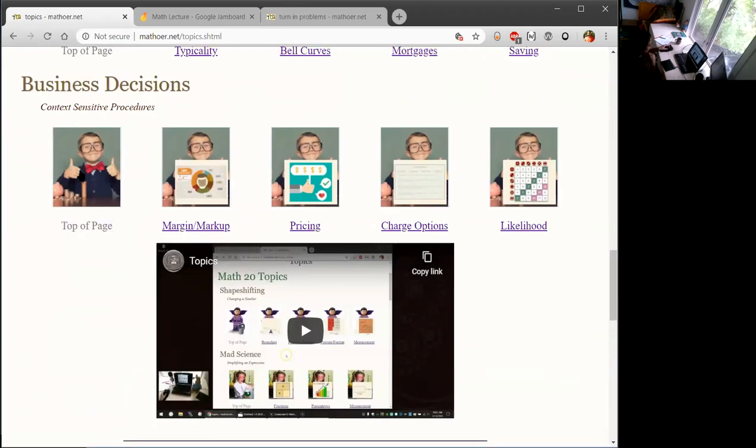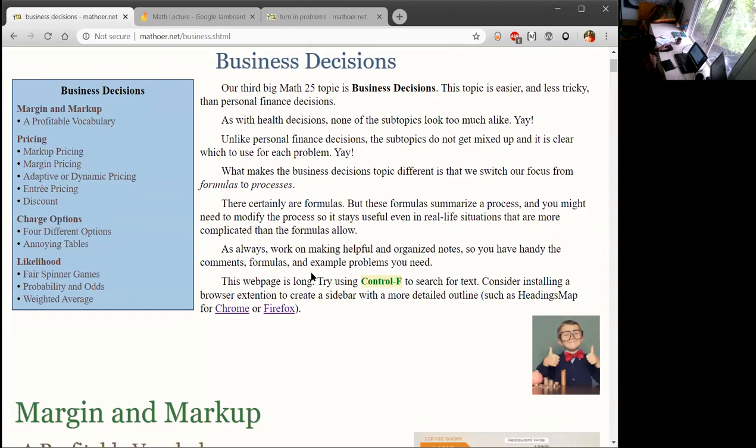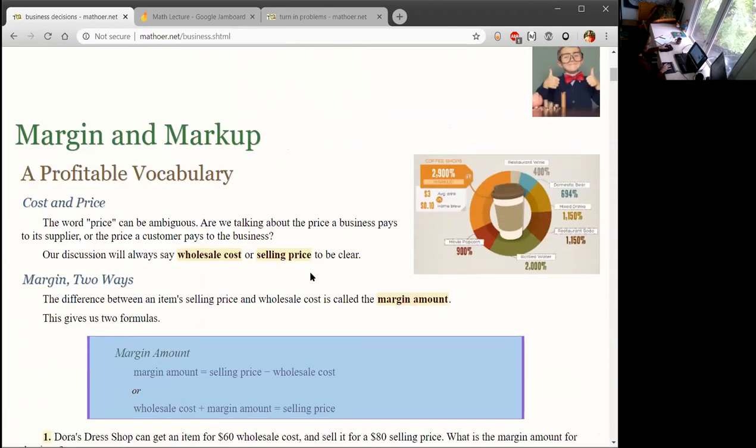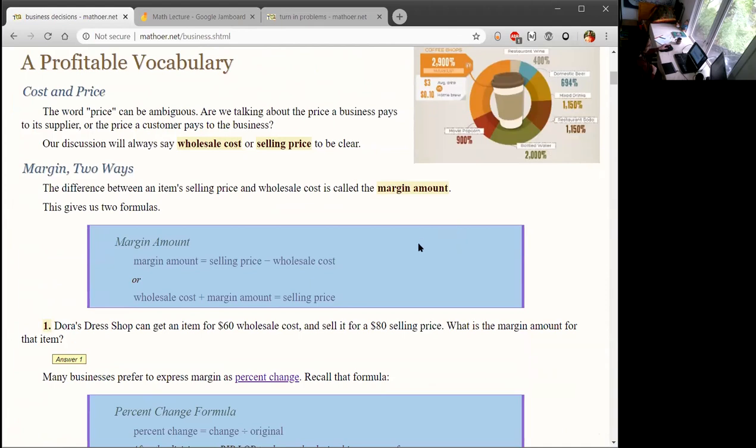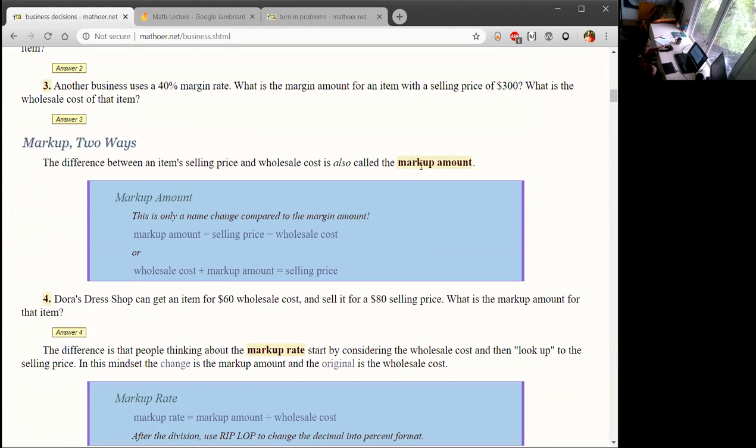So at the very end, we're doing business decisions. What kinds of things are we looking at? So first we have cost and price, and margin and markup. And these are words that have very specific meanings. And just so that you could either someday start some small business, because a lot of people take Math 25 because they're going to start a daycare or a food cart or some other things, then you'll know the vocabulary.